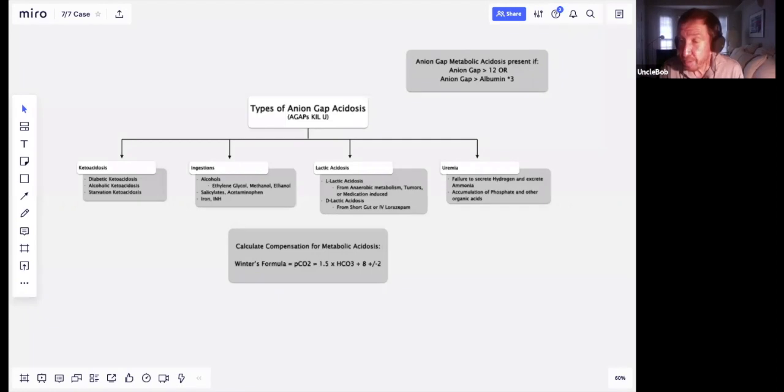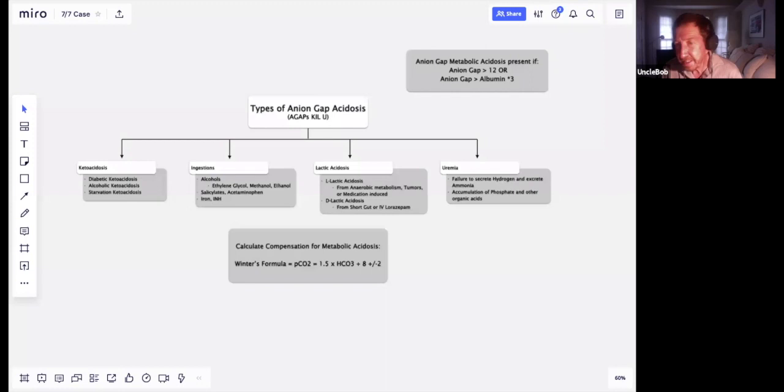Lactic acidosis is probably what most people see the most of, because anytime you're in anaerobic metabolism, so if you're in the ICU, you're going to definitely have a lot of people who have lactic acidosis. And we talked about dying gut, dying limb, et cetera, et cetera. And then we talked about type B, which is tumors and medications. And then we talked a little bit about the D-lactic acidosis, or the short gut syndrome.